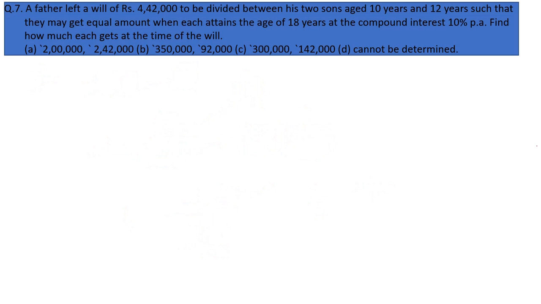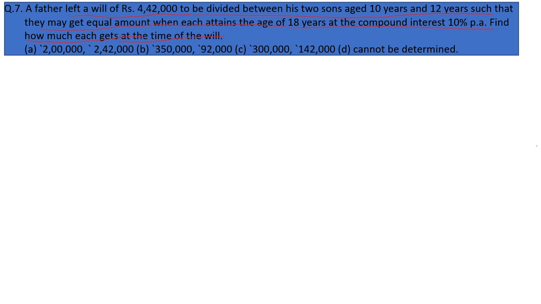In the last question, we have a father who left a will of 4,42,000 to be divided between his sons aged 10 years and 12 years, such that they may get an equal amount when they attain the age of 18 years. The compound interest is 10% per annum. Find how much each gets at the time of the will.